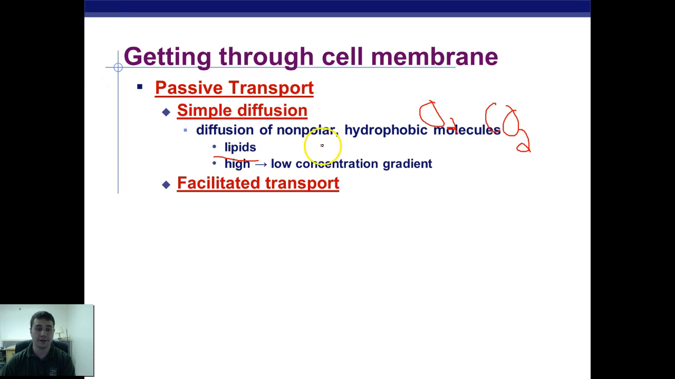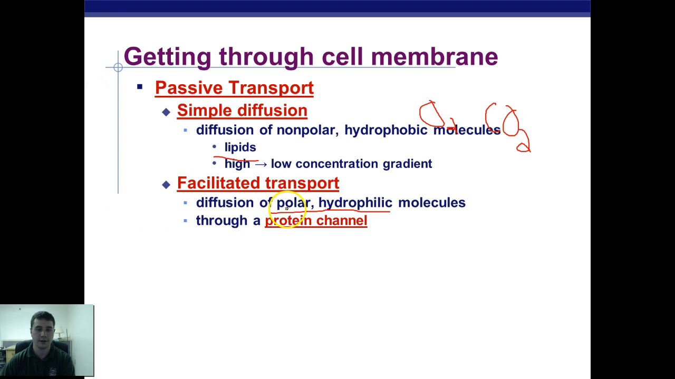And then you have facilitated transport, which is the same kind of ball of wax where you have a high to low concentration shift. But these are polar hydrophilic molecules. That means water-loving, and they can't interact with the membrane itself. So they need a little bit of help to get across the membrane itself. This can be done through a protein channel. It's, like I said before, high to low concentrations.